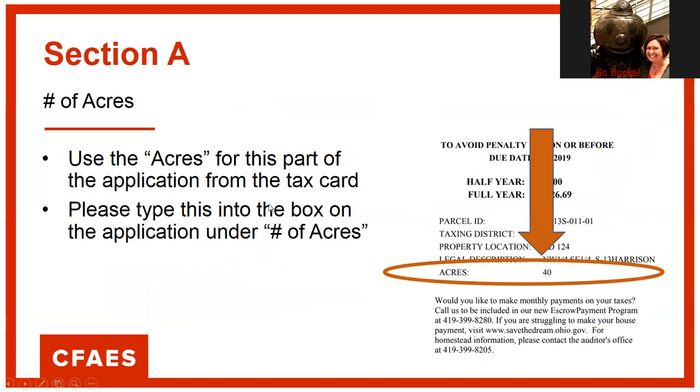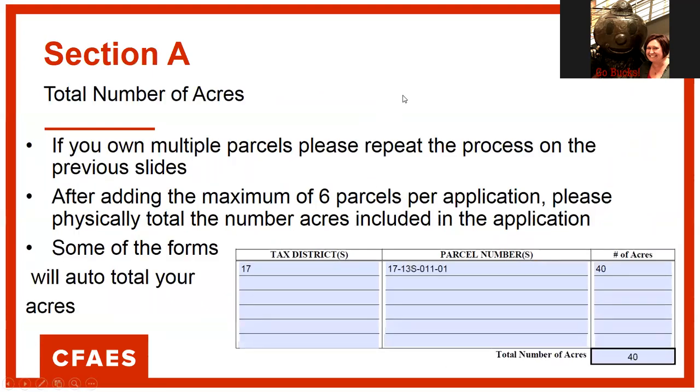The number of acres listed on the tax statement should be listed. This could be multiple places past the decimal, and so make sure you put in that exact acreage as it's listed on your property card. Again, this goes underneath the box that says number of acres next to that parcel that you just put in. So here's a picture of what it looks like. If you own multiple parcels, please just repeat this process getting to the next tax statement.